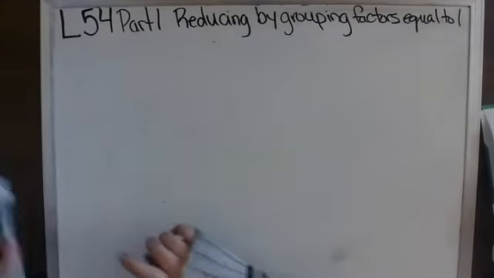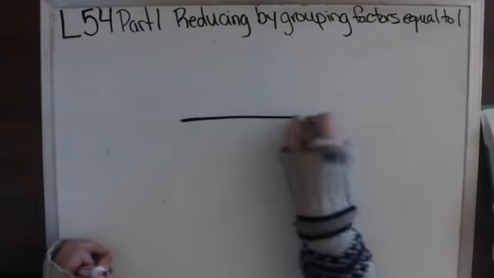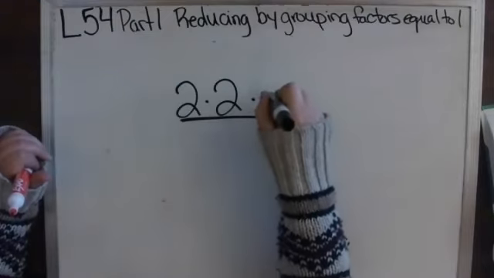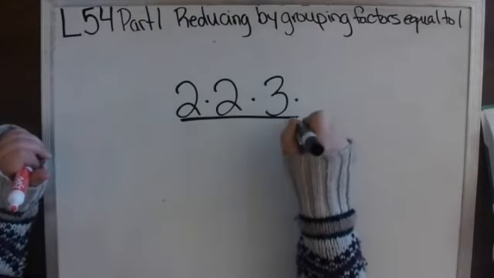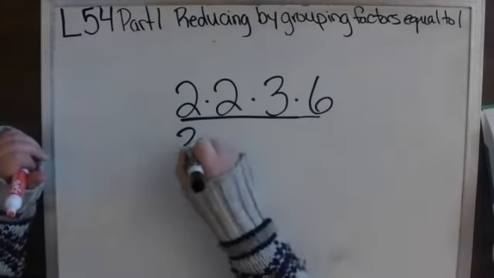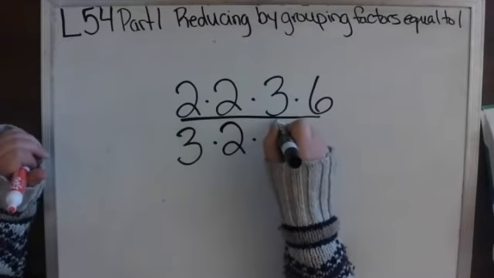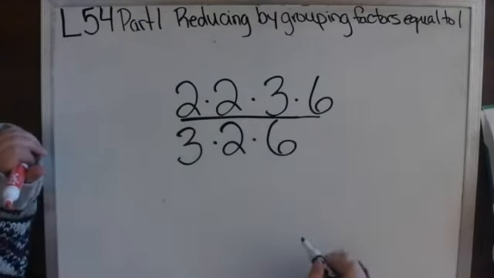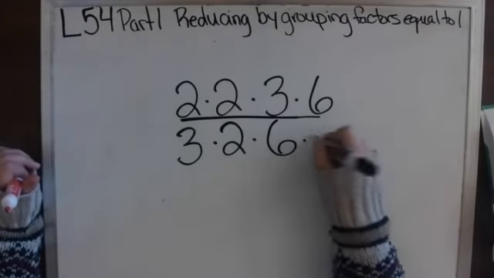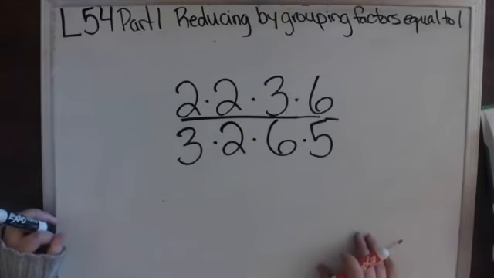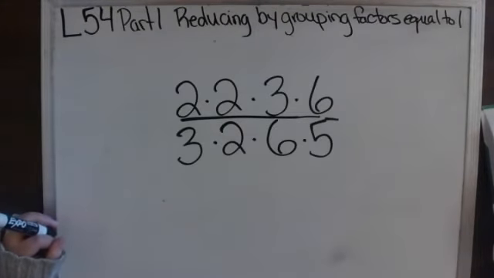We'll do one more together so you get the idea. Okay, this time we're going to do 2 times 2 times 3 times 6, and we're going to do 3 times 2 times 6 times 5.